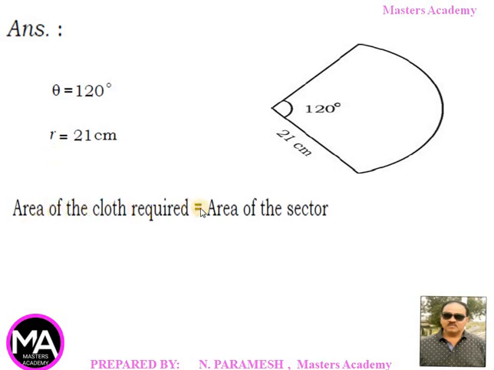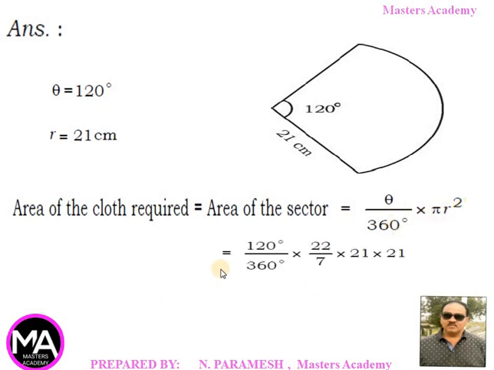Area of the cloth required is equal to area of the sector, is equal to theta divided by 360 degree into pi r square, is equal to theta is 120 divided by 360 into pi is 22 by 7, radius is 21 into 21. 22 as it is. After simplifying this, we are getting 22 into 21 is equal to 462 centimeter square.